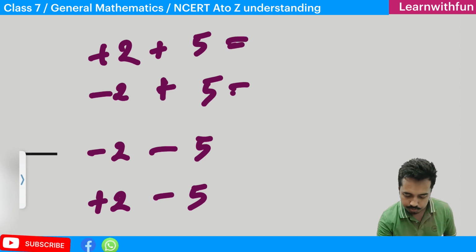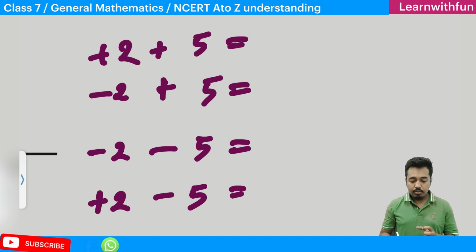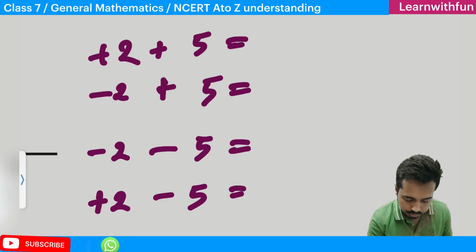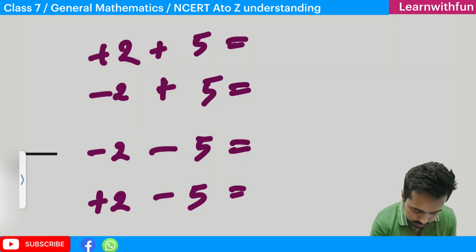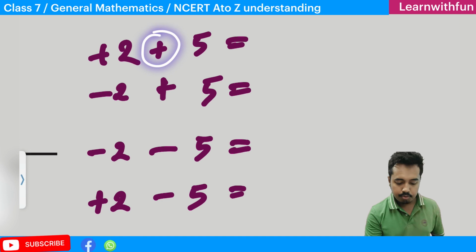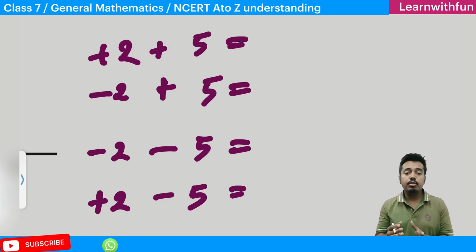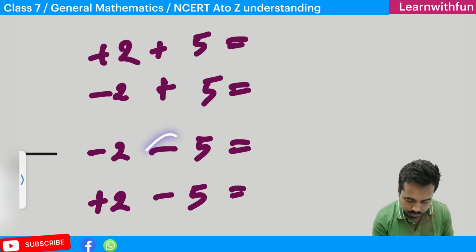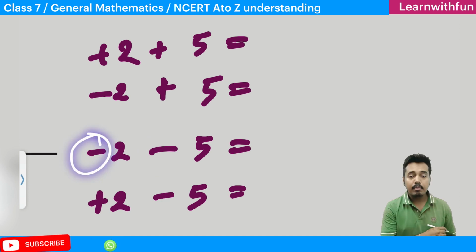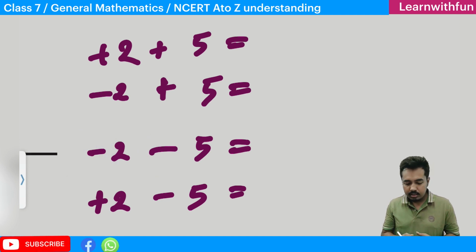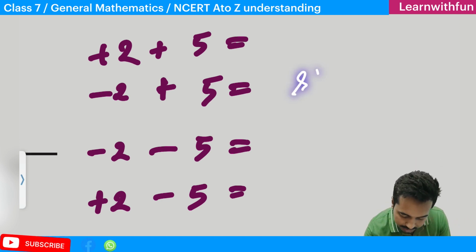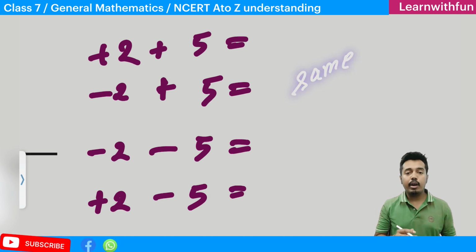Now what you have to do is look at the sign before the numbers, whether the signs are same or whether the signs are different. Just like in the first case, you can see here that there is a positive sign before 2 and there is a positive sign before 5. So we can say that the signs before the numbers are same, right? And in the third case, the sign before 5 is minus and the sign before 2 is minus. So we can say in the third case the signs before the numbers are same. So when the signs are same, we will have to add those numbers.